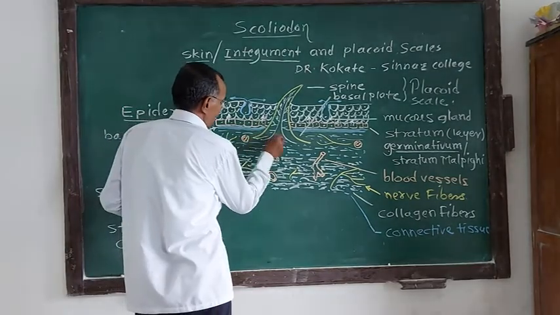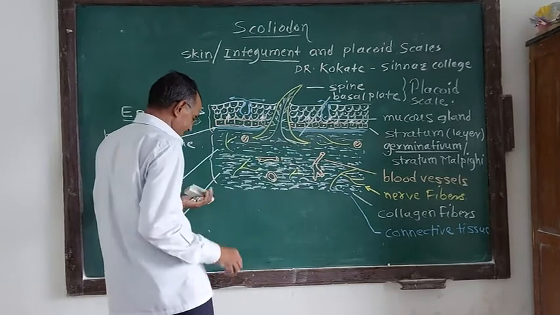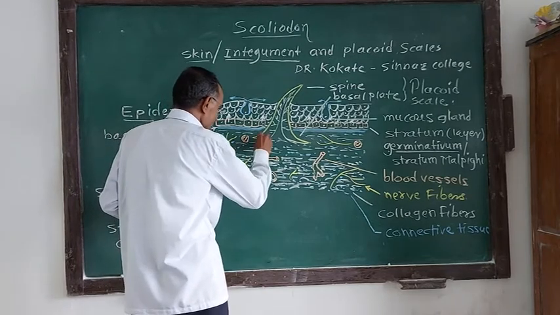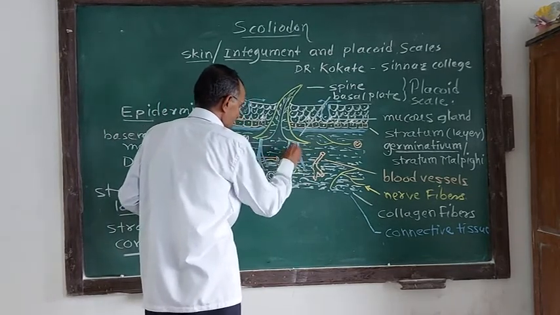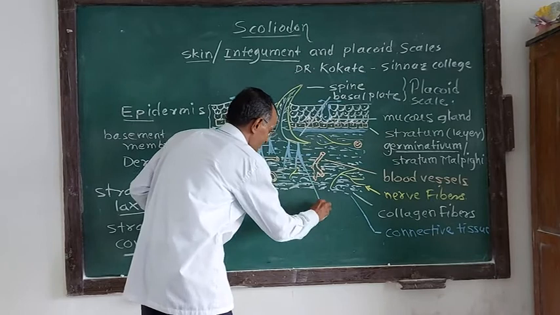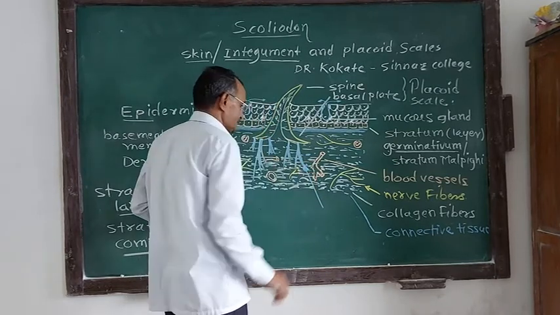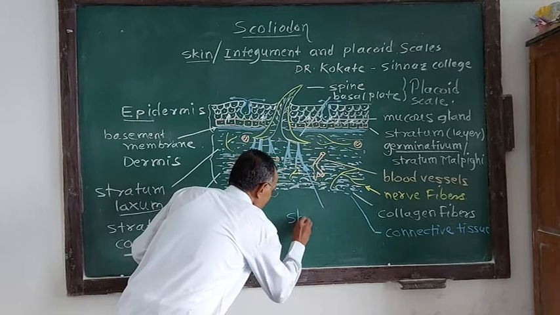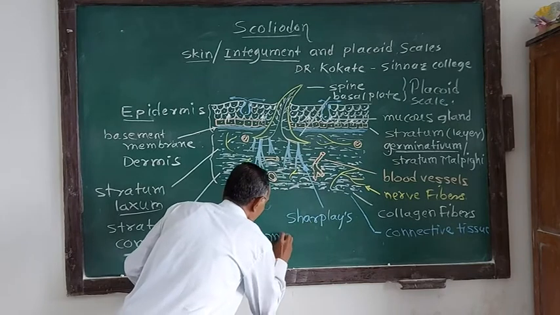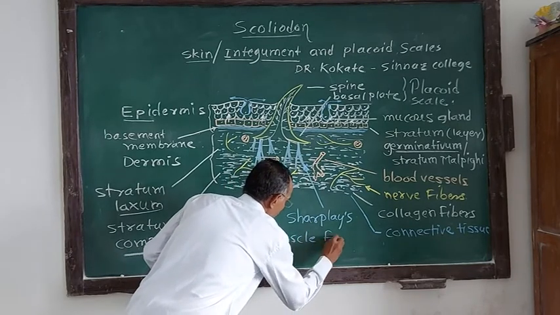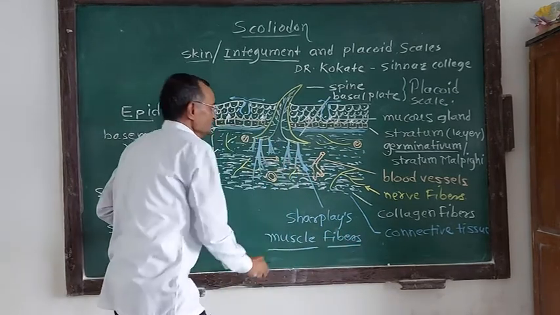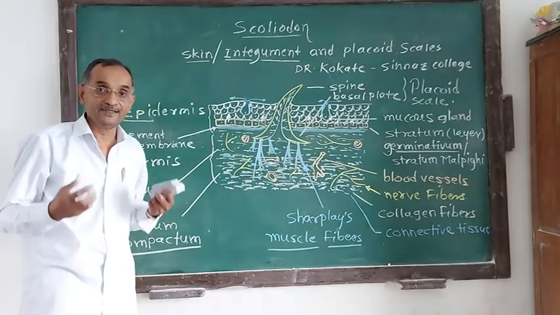Now the basal plate of this placoid scale is very firmly attached in the dermis by muscle fibers like this. These muscle fibers are present in the dermis region. These muscle fibers were discovered by the scientist Sharpey, so they are called Sharpey's muscle fibers. What is the role of Sharpey's muscle fibers? They are utilized to adhere the basal plate very firmly.